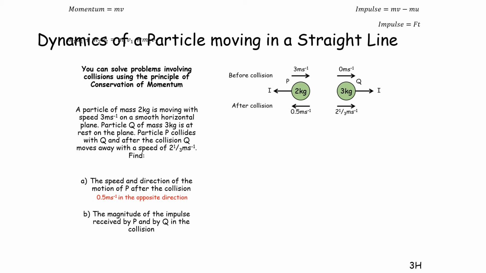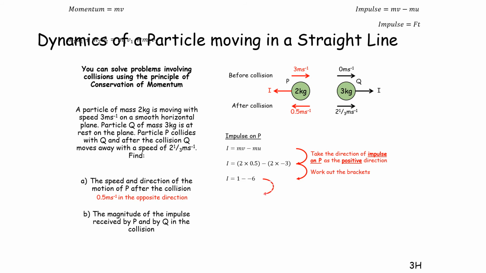Alright, so now we're going to find the magnitude of the impulse received by P and by Q in the collision. So we substitute into the impulse formula. Take the direction of impulse on P to be positive. So look at the diagram, it's all been highlighted in red. If we follow the direction, going to the right as positive, then going to the left will be negative, and so on. So you need to be very careful how you solve this. So you work this out, and that gives us an impulse of 7 Newton second.